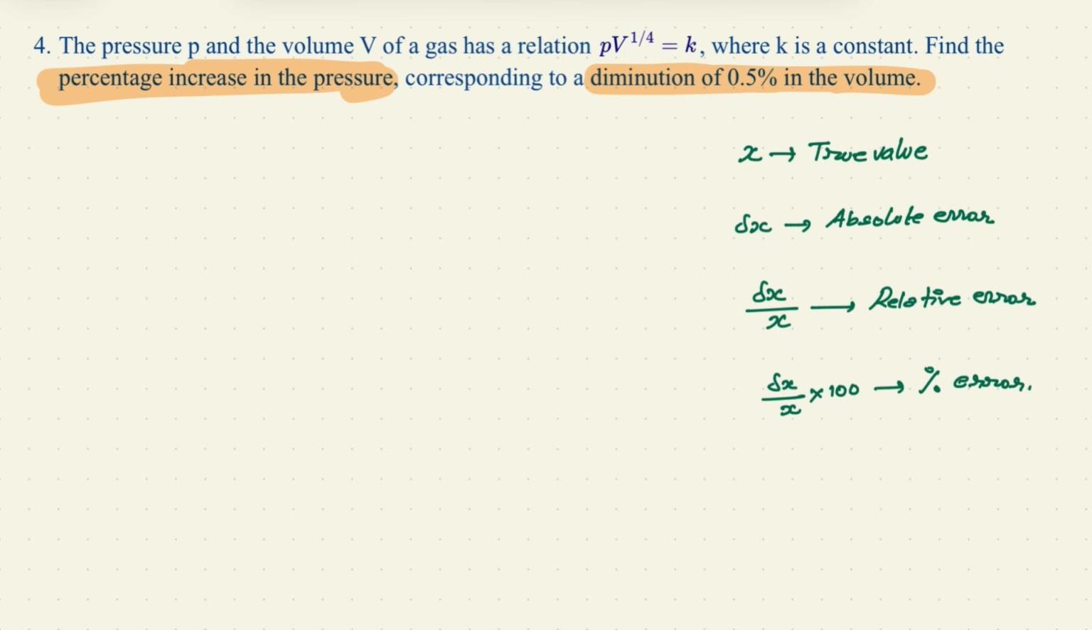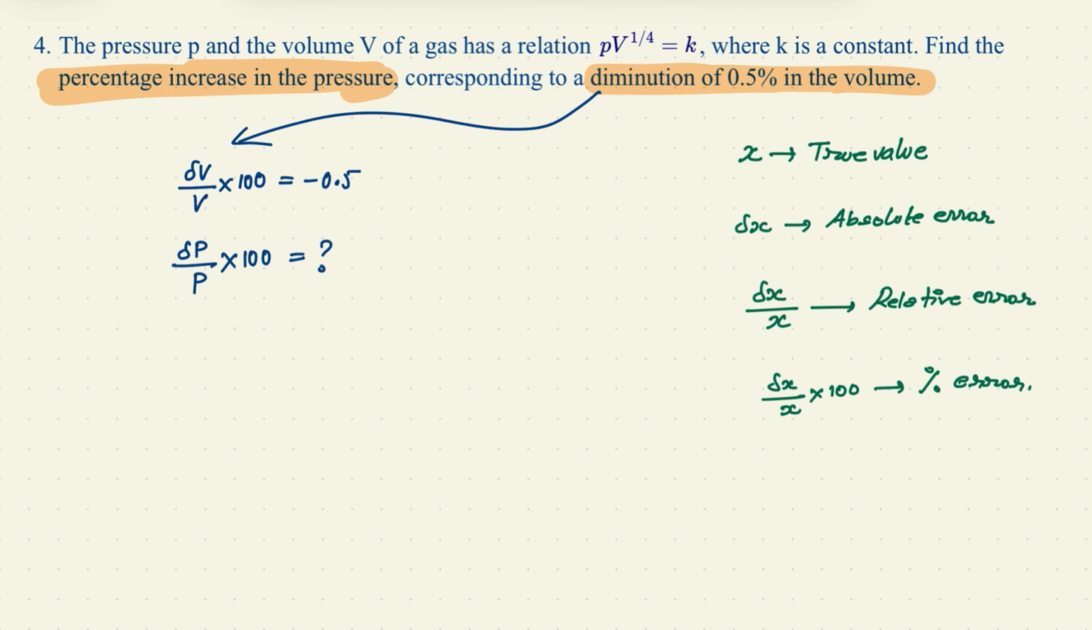So here 0.5% is the percentage decrease in the volume. So that is del V by V into 100 is minus 0.5. See, I am writing minus since there is a decrease in the volume of 0.5%. So here we have to find the percentage increase in the pressure. That means we have to find the value of del P by P into 100. So this is the thing we have to find here.